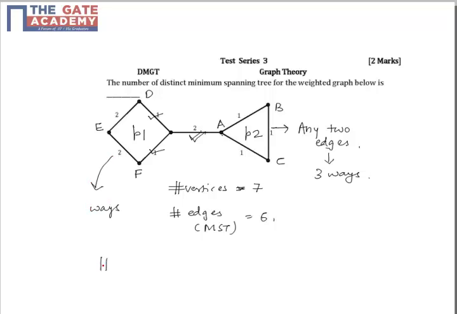Okay. So the number of minimum spanning trees which are possible is nothing but 2 times 3. This can be done in 2 ways, and here the edges can be chosen in 3 ways. So the number of minimum spanning trees is 6. Okay. So the answer to this question is 6.